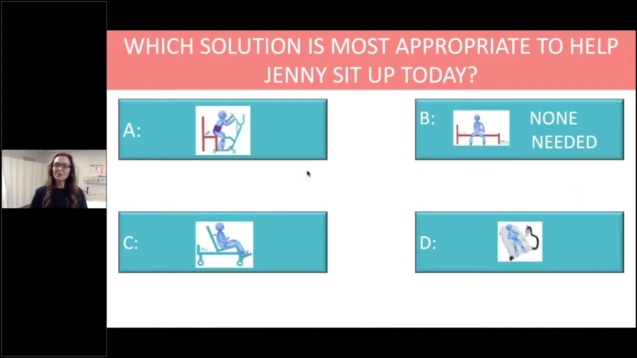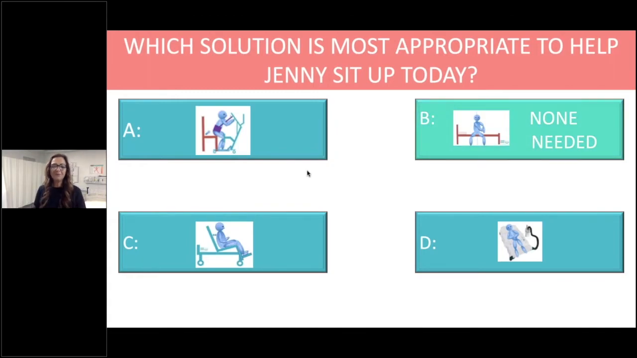So which solution is most appropriate to help Jenny sit up today? What do you tell the new CNA? A, to use a powered stand aid device? That one's out, right? Because Jenny is not to stand yet. B, no equipment needed. C, do you need the bed to help Jenny sit up? Or does Jenny need air assist transfer?